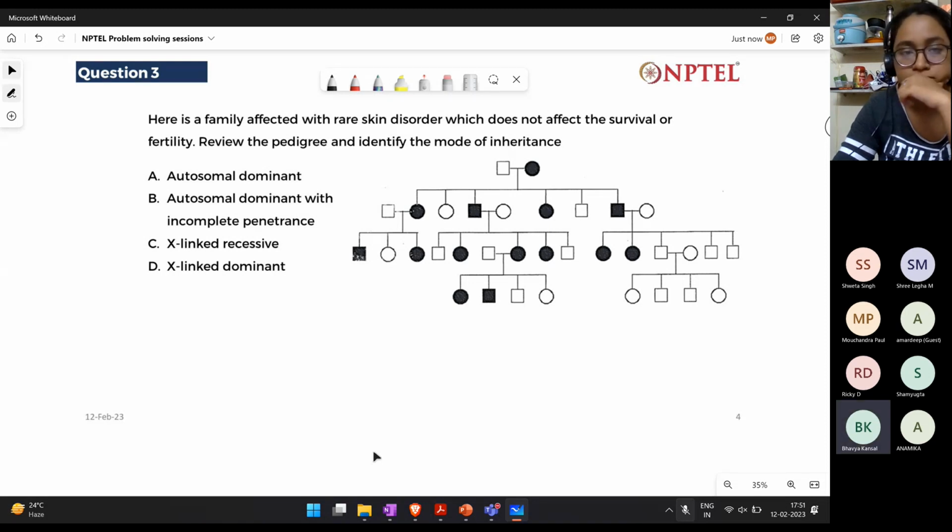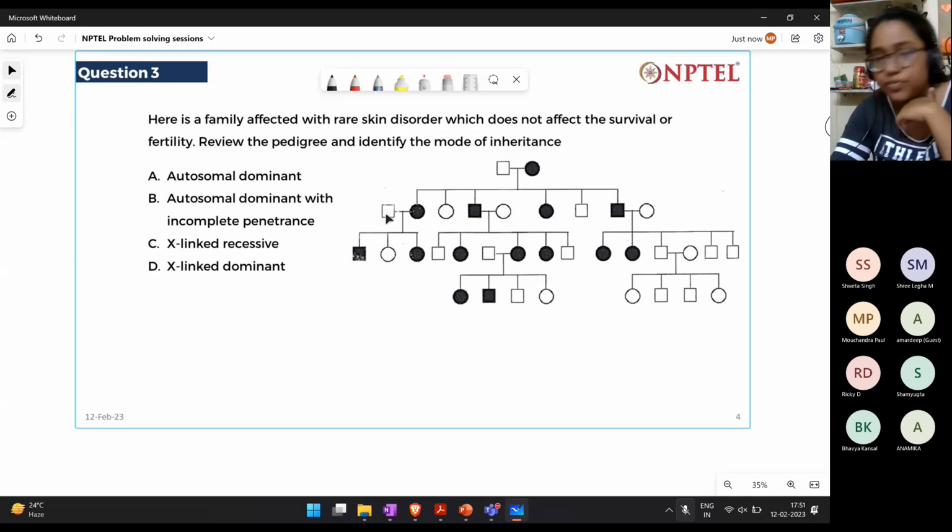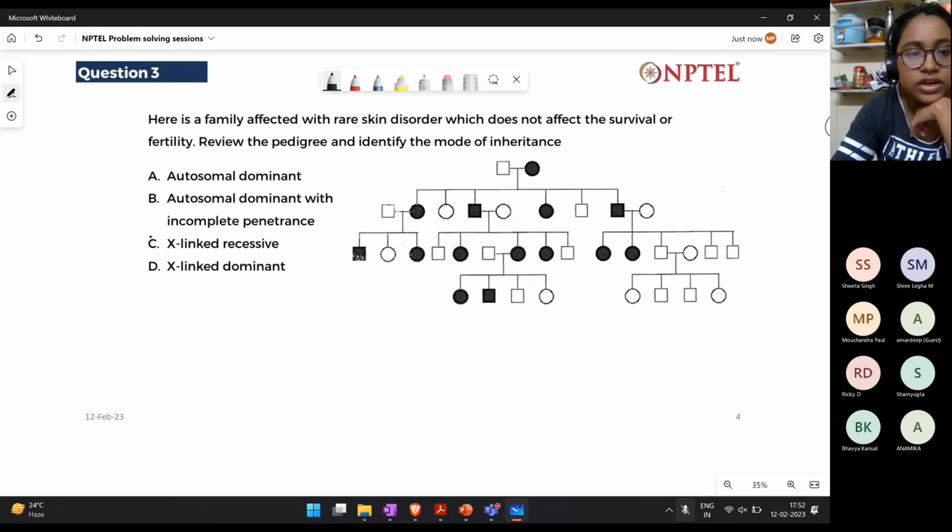Ma'am, option D. Okay, correct. You're correct, Bhavya. The correct option is D. So how did you know that it is X-linked dominant? Bhavya, can you explain? Yes, ma'am.